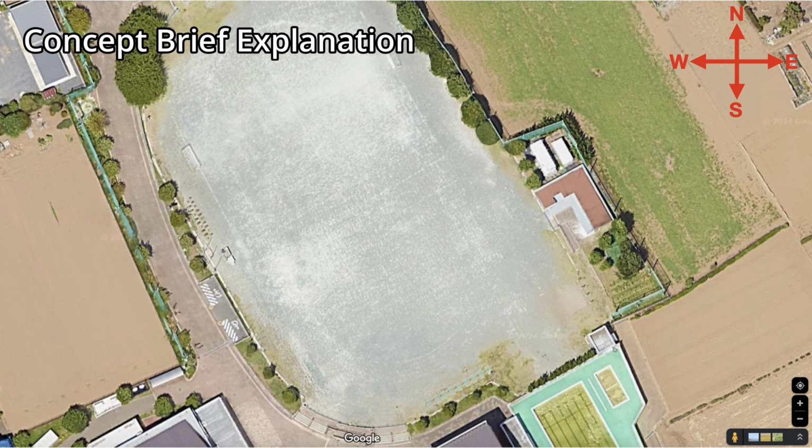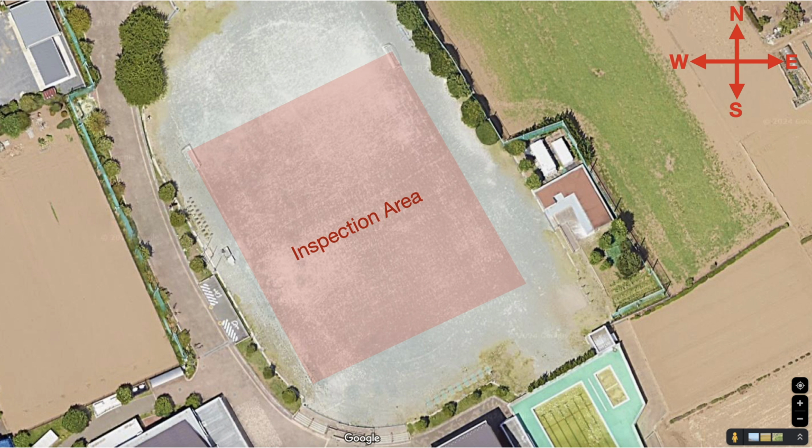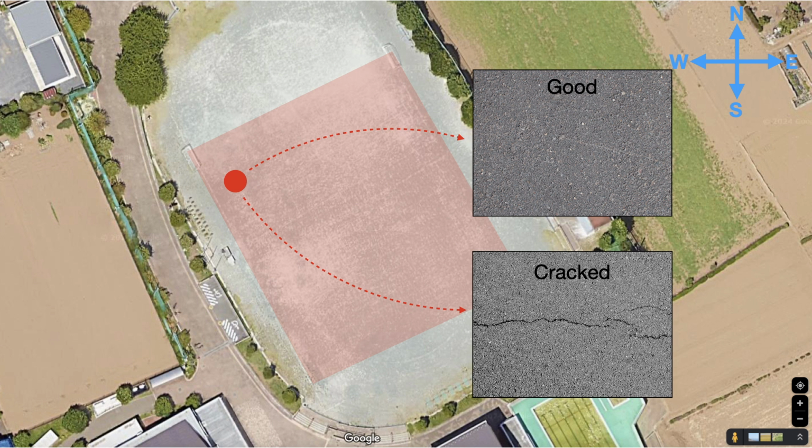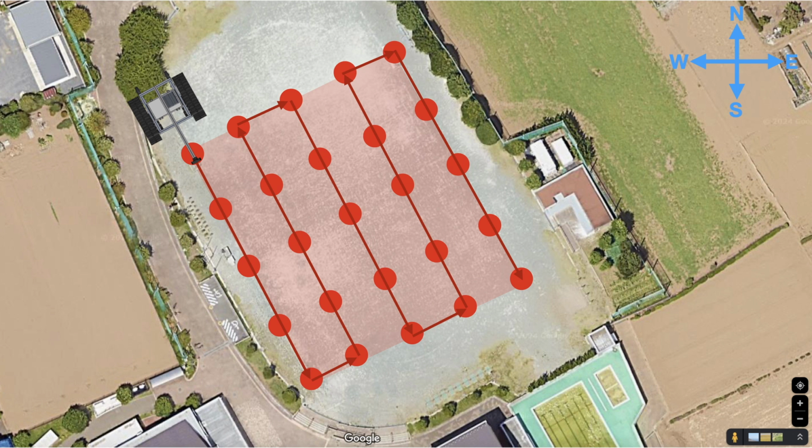Let me give a brief explanation about the concept of this application. For example, here is the place that we want to inspect, and we make the boundary to let the robot run and capture images inside this red area. We would like to know where the crack's location is and where the good conditions are. So we need to let the robot run and take a photo of each point.